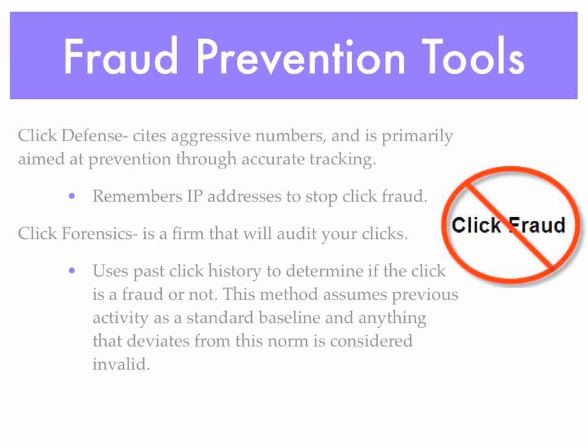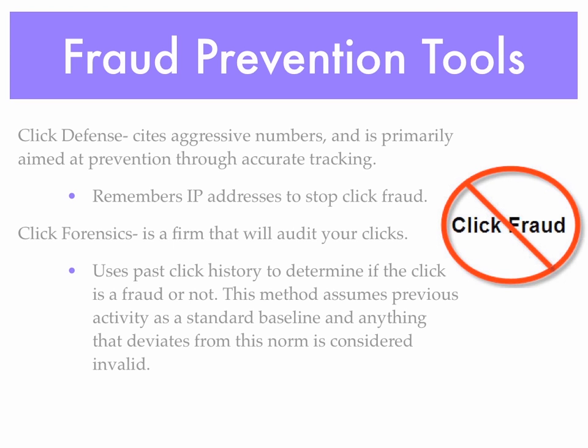There are some fraud prevention tools, so you can stop it before it starts. One of those is Click Defense, an organization that uses IP addresses to see if clicks are fraudulent. If someone is using the same computer and clicking on the ad within a certain time frame, this remembers the IP addresses and stops them from being able to click again. Click Forensics is a firm that will audit your clicks. It uses click history, so how people have reacted to this advertisement, and anything that strays from that norm will be flagged as a fraudulent click.